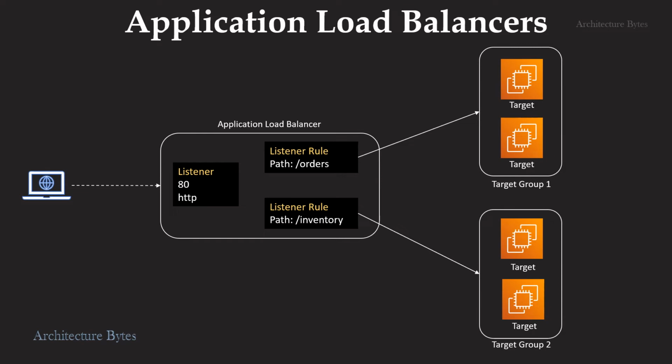Here are some additional concepts that you need to understand. Listener is a process that checks for connection requests using configured protocol and port. You can define multiple listeners, for example, one for HTTP port 80 and another for HTTPS port 443. Listener rule decides where or which target group the request must be sent. Rule condition can be based on path, HTTP header, query string, source IP, etc.